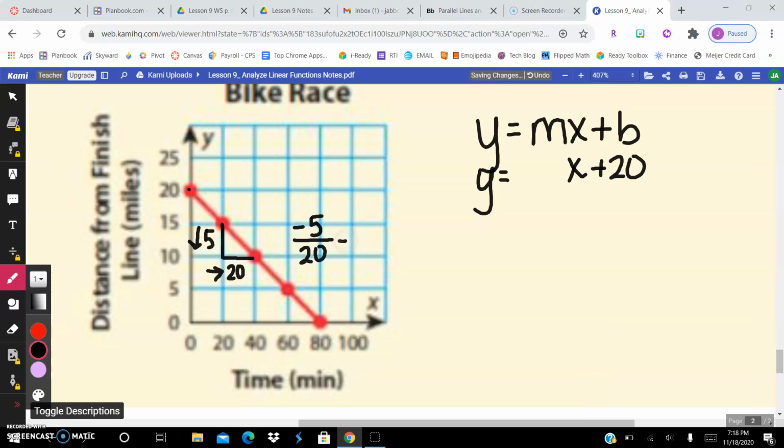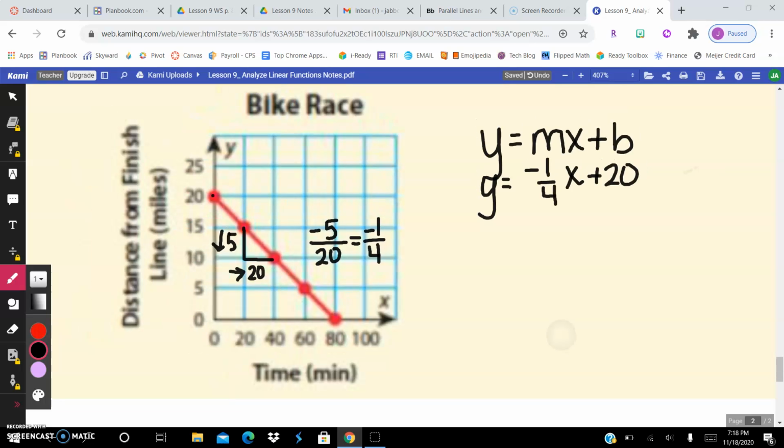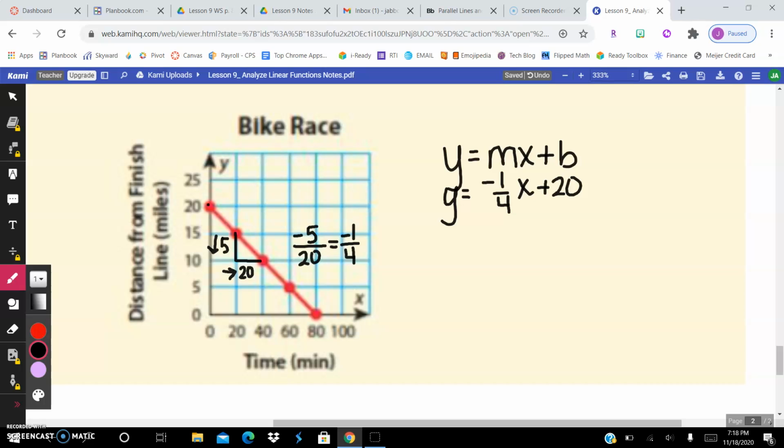So now we have to simplify that. Both of those can be divided by 5. So I would have negative 1 over 4. That would be my slope. So there's my equation. Negative 1/4 is the slope.